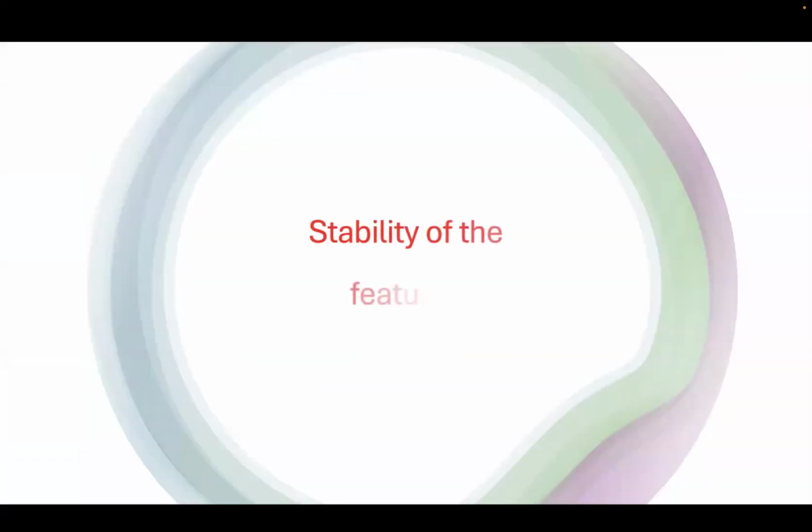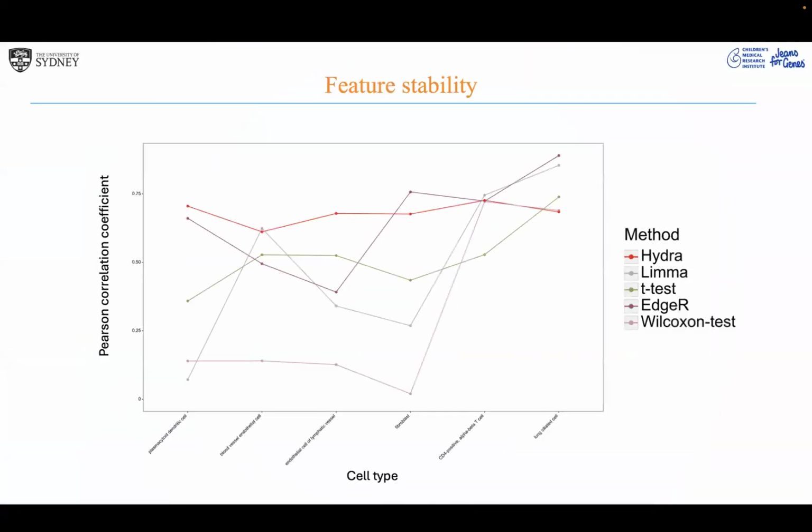So first thing I want to talk about in terms of results is the stability of the features. What I mean by stability of features is being able to select a consistent set of features, which means a small variability in the data set should not cause your model to select a completely different set of features or cell identity genes. So that's why feature stability is quite important. Here we compute the feature stability by using Pearson's correlation coefficient.